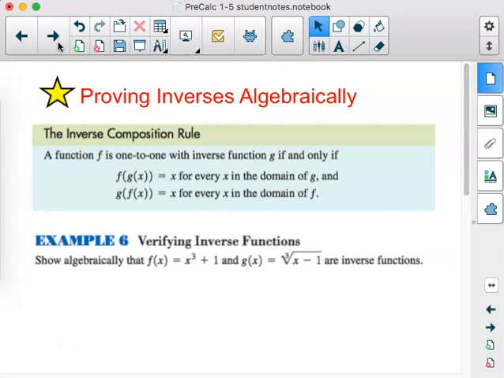Here's the reason I love that. You know what the answer is. You know what you're working towards. So not only do you know what you're starting with, but you know what you're supposed to get at the end. If you don't get x, well, either you miffed it or the inverse isn't a function, because that's the only way that we can check to see, are they both functions?